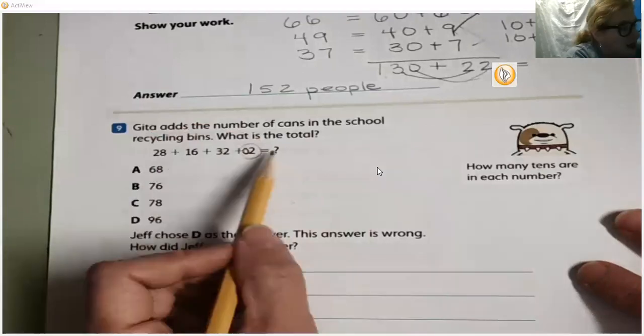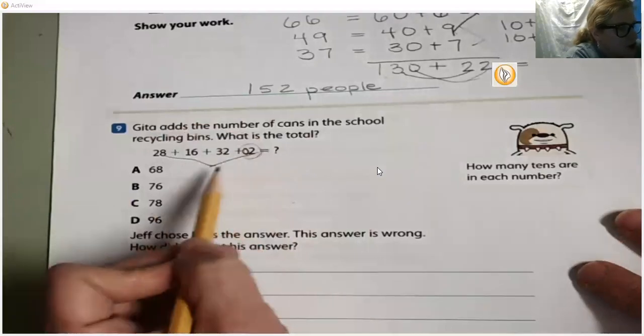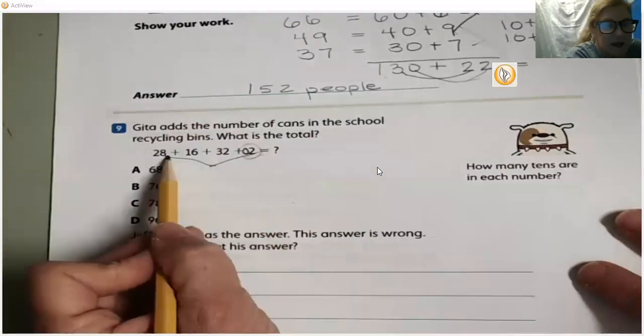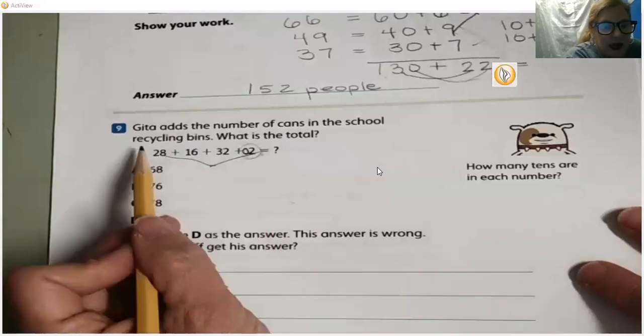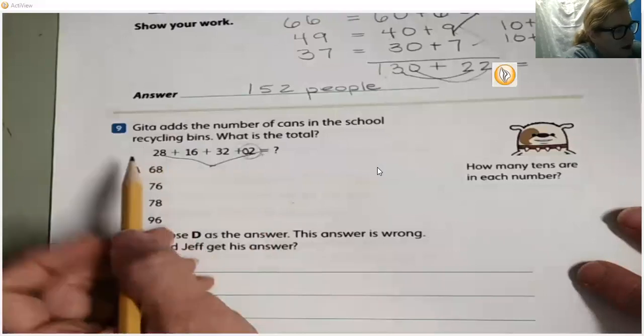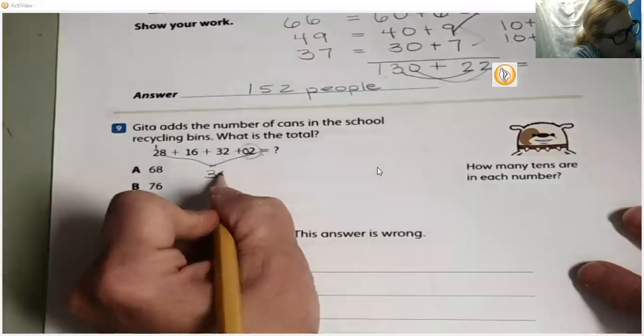Well, you could add that 2 right on here to that 28, couldn't you? So 2, because that's going to make a 10 right there. So you have a 10, and it's going to add on to this 10, making 3 tens. So you would have 30 right there.